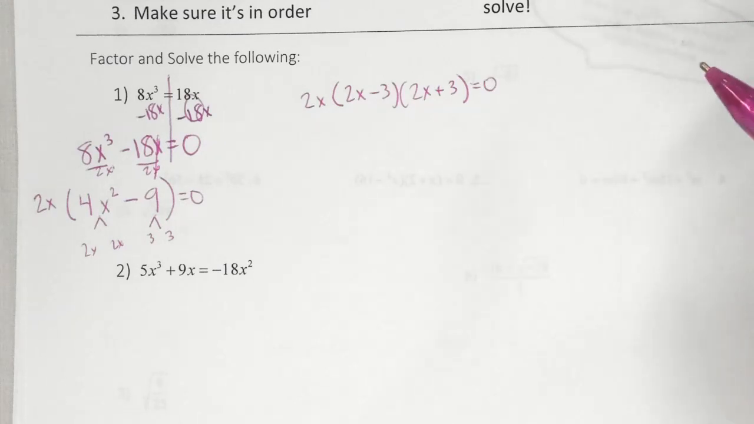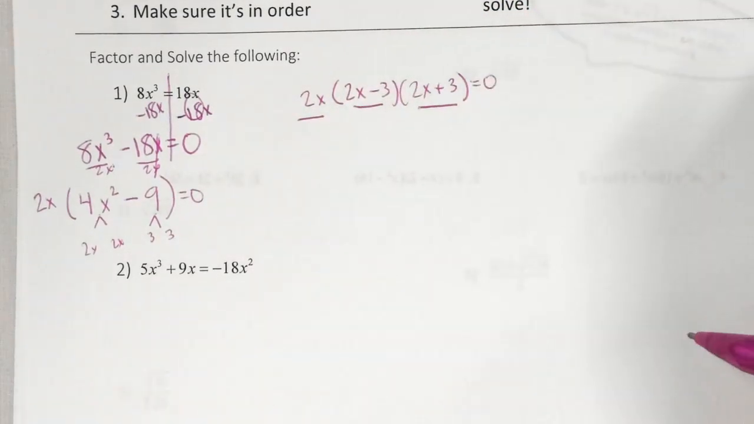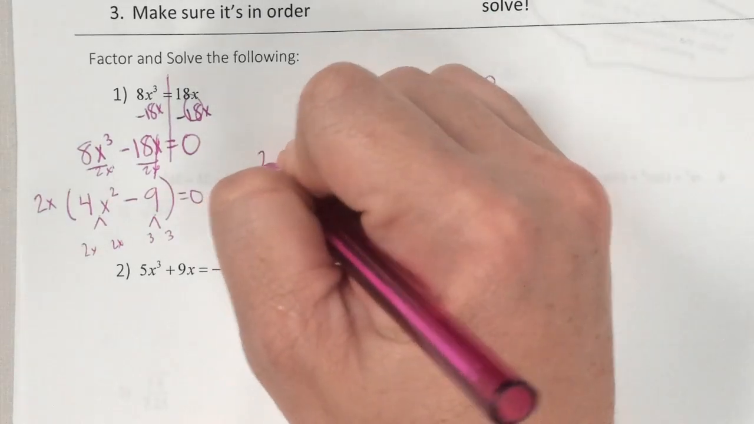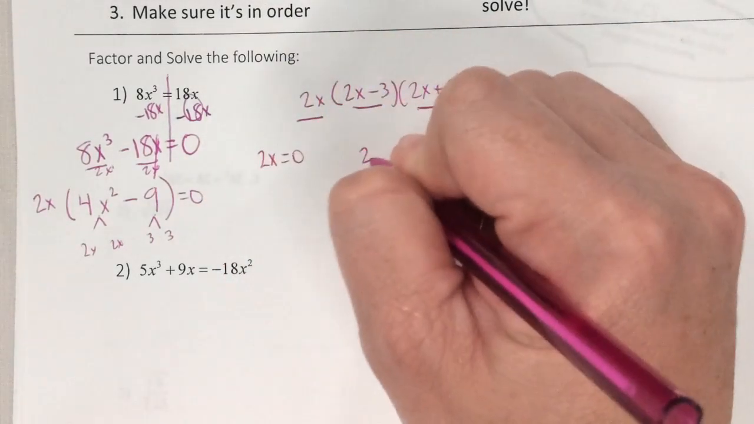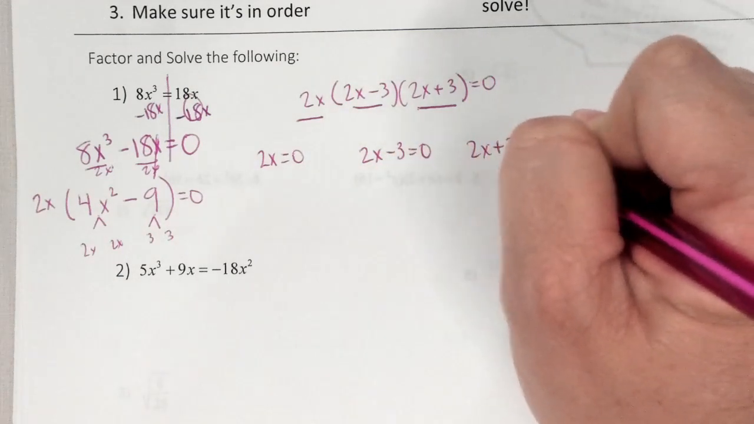Step 4 was factor, and then after we factor, we set all factors equal to 0. So this is a factor, this is a factor, this is a factor. We have to set all of them equal to 0. So we have 2x equals 0, we have 2x minus 3 equals 0, and we have 2x plus 3 equals 0.